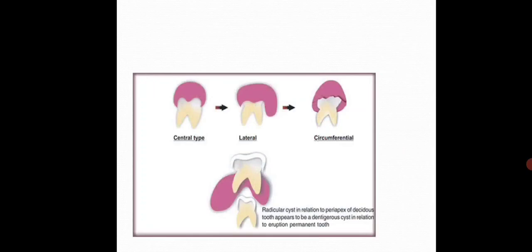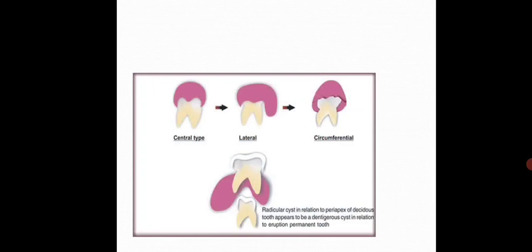Radiographically, there are three variants. First, the central variant, where the crown is enveloped symmetrically. The second pattern is the lateral type, where we can see the dilation of the follicle on one aspect of the crown. The third type is circumferential. In the circumferential type we can see the entire tooth appears to be enveloped by the cyst.